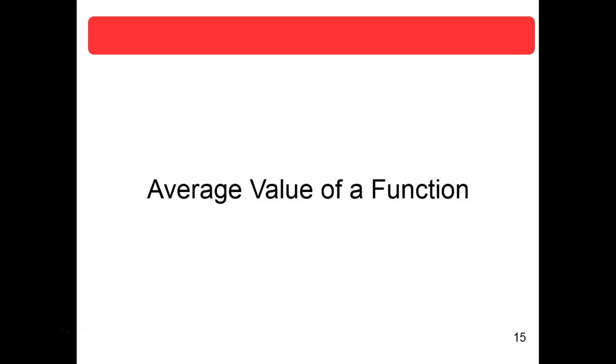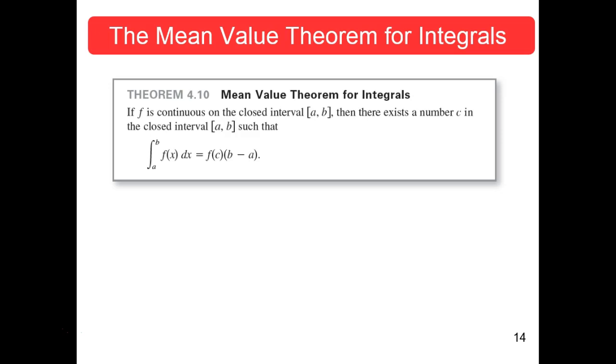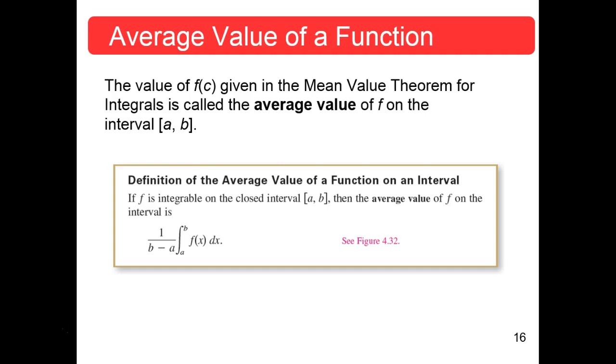And here's what that is: to find the average value of a function. Basically what we're going to say is that value, alpha c, the average value of the function, is what the mean value function called alpha c. All you do is integrate the function and divide by B minus A. And that's exactly what this says. The value alpha C, given by the mean value theorem for integrals, is called the average value of F on the interval A to B.